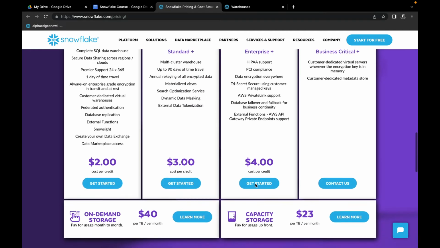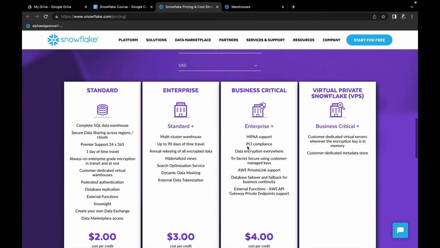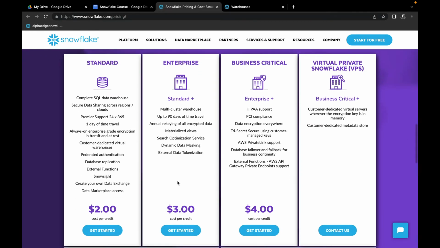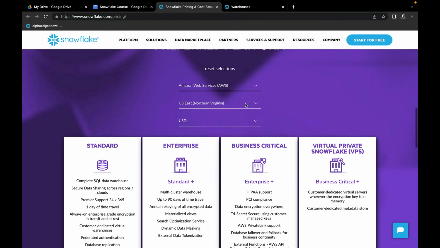And the storage is charged at $40 per terabyte per month. I'll explain what exactly happens in storage and how the storage is billed. But for now, understand that this amount is also derived based on three different things: the cloud, the region, and the edition. Just remember it is showing 2, 3, and 4, and 40 and 23 for the AWS Virginia region.